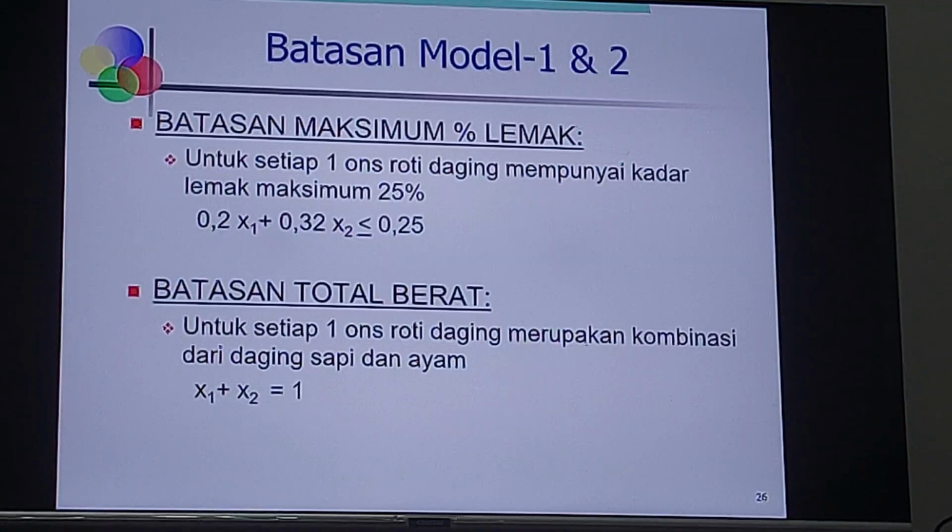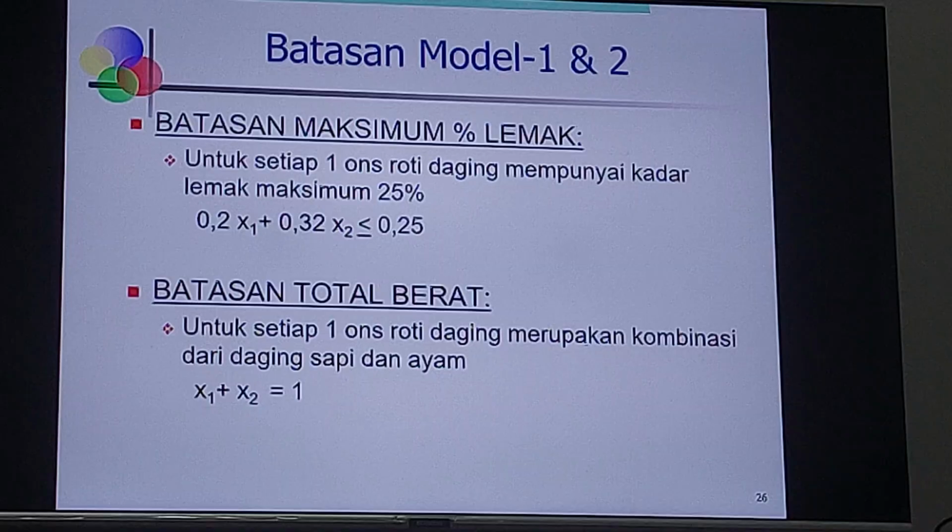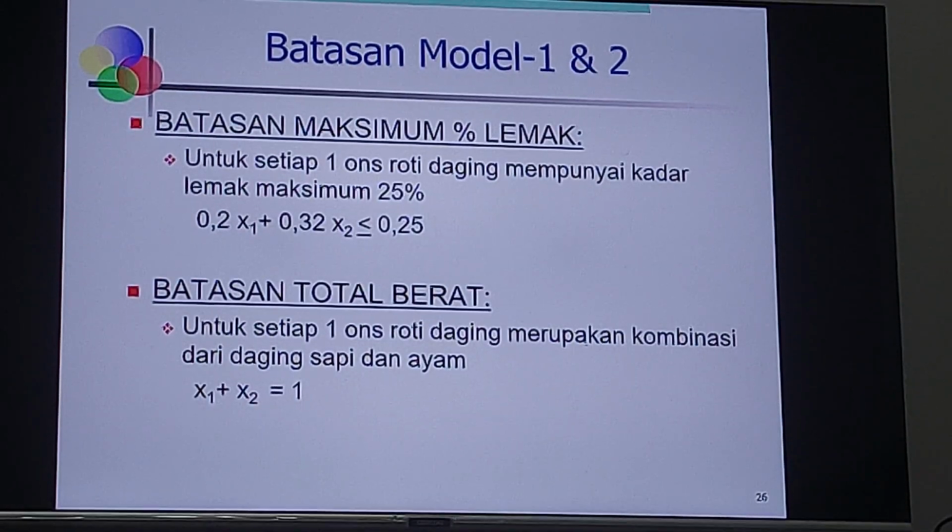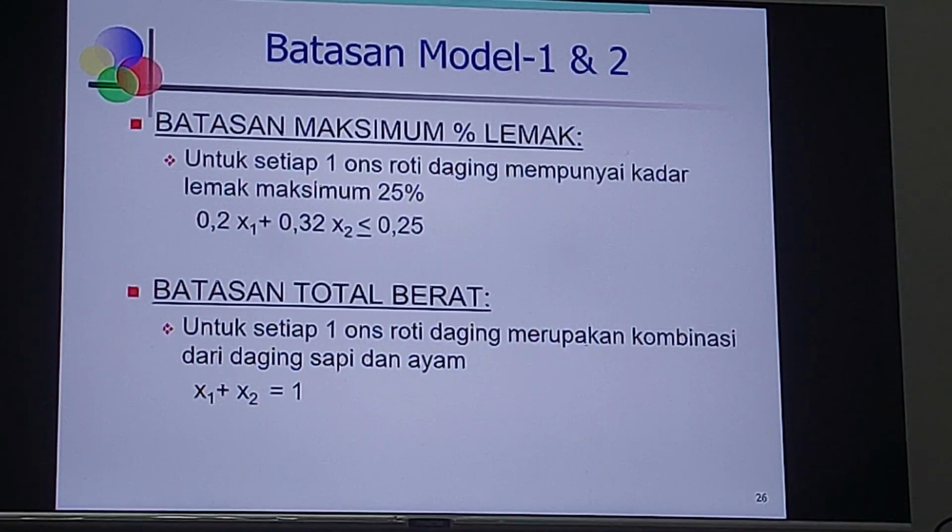And for the questions on the top, don't check the bottom section yet, the top section first. Any question? Why is it 0.2 and 0.32? Because it's 20%, and for the chicken it's 32%, of fat. And total fat should be not more than 25%. Protein, they don't care.